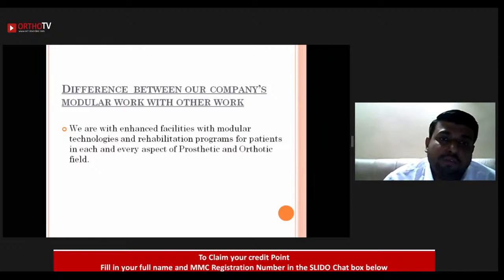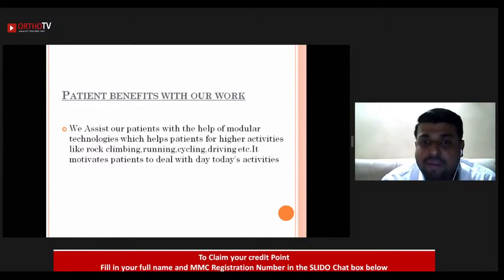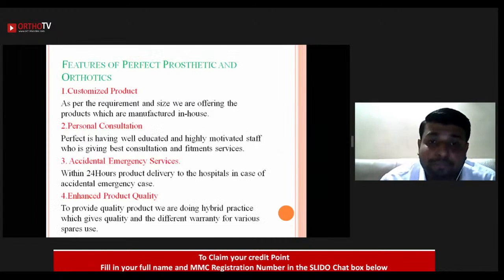What difference does it make with the modular techniques? With an enhanced facility with modular techniques and a rehabilitation program for the patients, every prosthetic and orthotic field has to have precise prescriptions. What does the patient gain? It benefits with the required dynamic activities like cycling, running, driving, rock climbing. It will motivate patients to live day-to-day lives with pain-free and swelling-free activities.